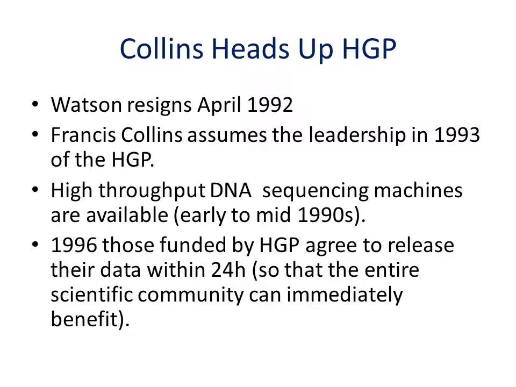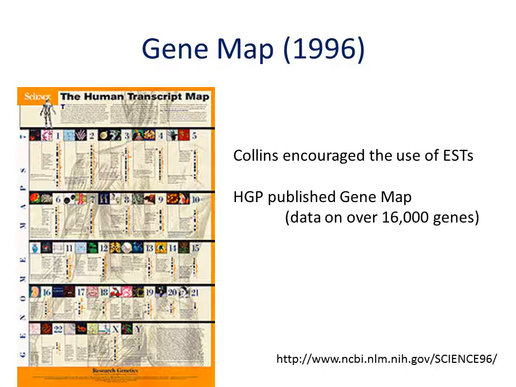In 1996, those who were funded by the Human Genome Project, since it was government funded, all agreed to release their data within 24 hours so that anyone in the scientific community could immediately begin to do research on what was found just the day before. So by 1996, a rough map was developed. You can go to the address down below and you can see some of those early genes that were identified. And they had immediately published information on approximately 16,000 genes.